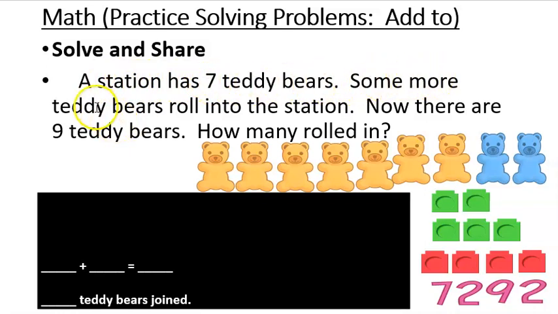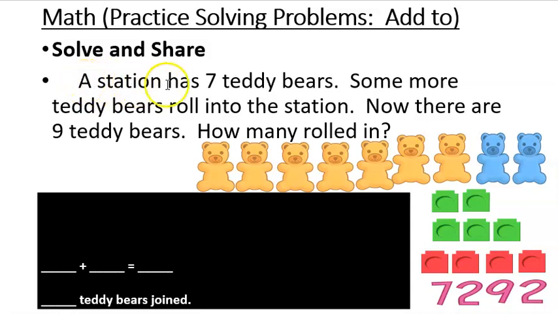A station has 7 teddy bears. Some more teddy bears roll into the station. Now there are 9 teddy bears. How many rolled in? Okay, now we're going to be using teddy bears. Now, let's come back up here. Let's read this now, sentence by sentence, so we know what we're working with.